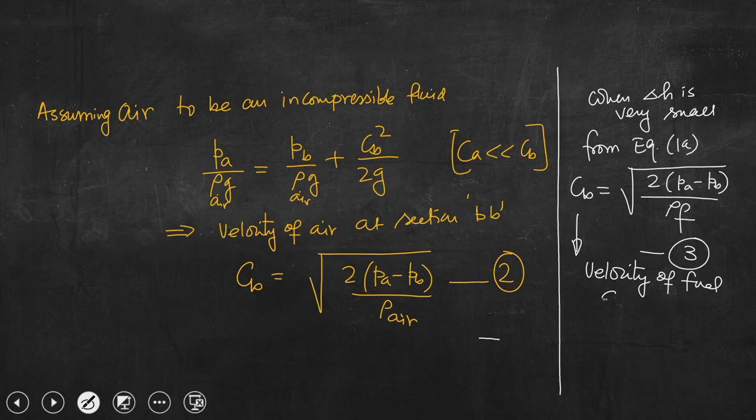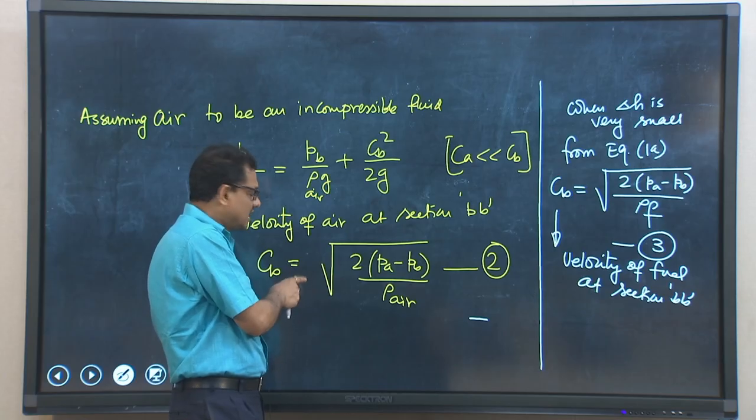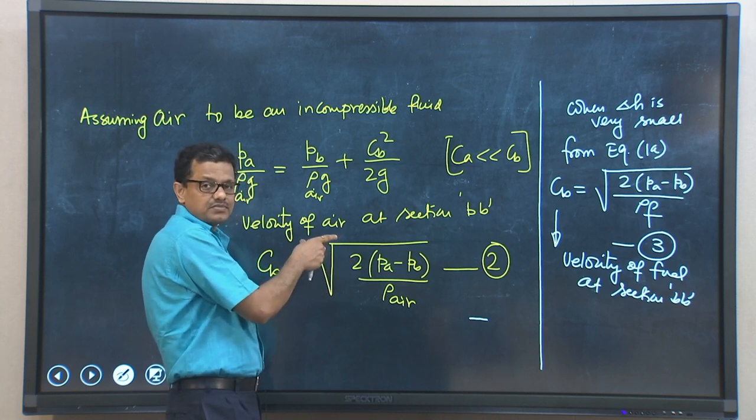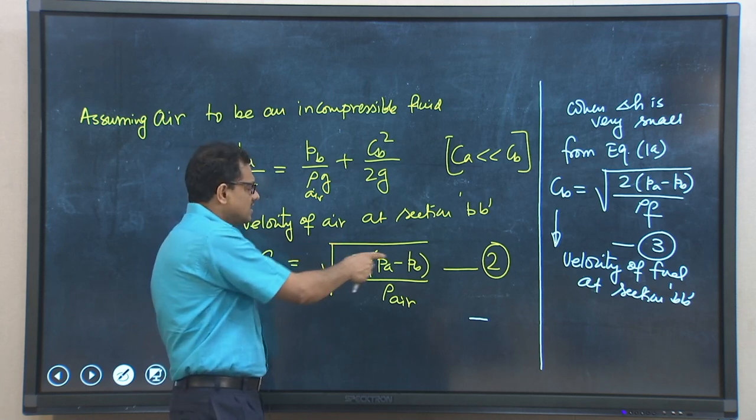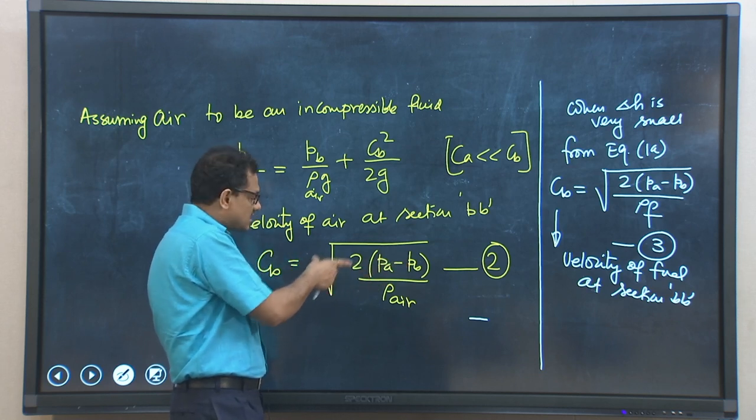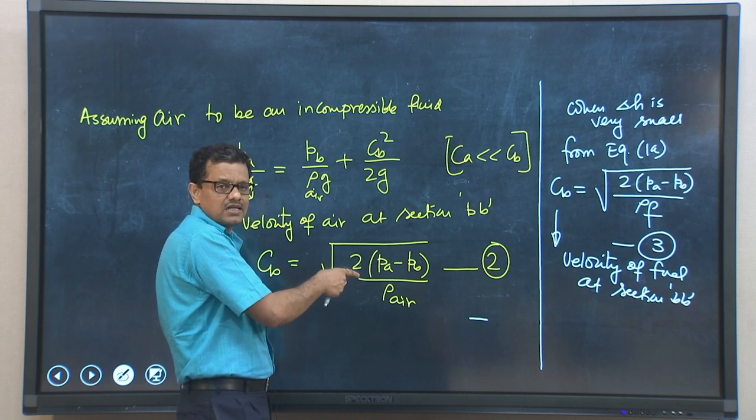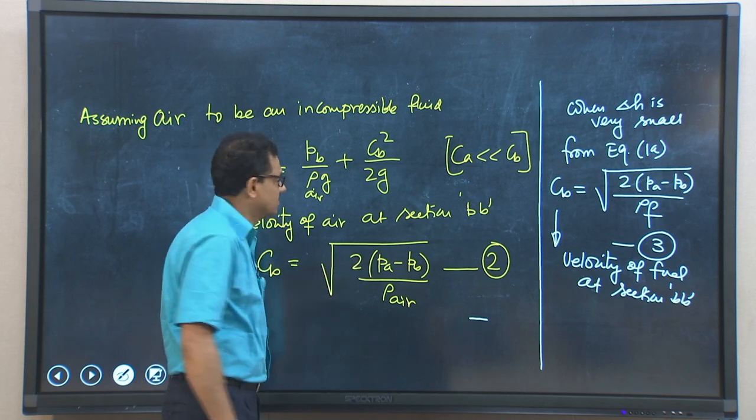This is the velocity of fuel at section BB. Because our intention is to obtain the mass flow rate of fuel, this is multiplied by the density of fuel and the area of the orifice in the fuel discharging tube. The area is constant and the density is also constant, so if C V is constant, the mass flow rate of fuel remains constant, and that is a function of P A minus P B. Similarly, the mass flow rate of air at section BB is the area at section BB times the density of air at section BB, and this is also a function of the pressure drop. So, we can see that the ratio of the mass flow rate of fuel to the mass flow rate of air is also constant and is a function of delta P, that is P A minus P B.